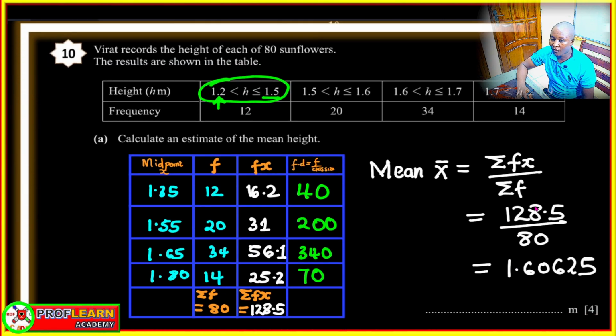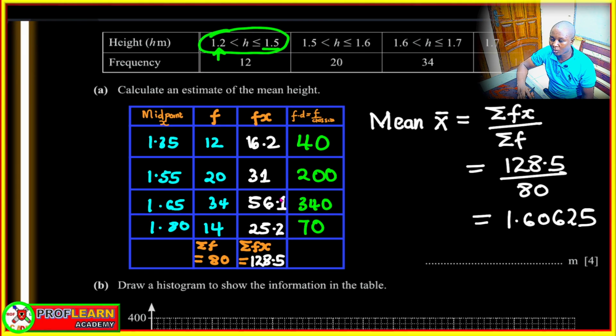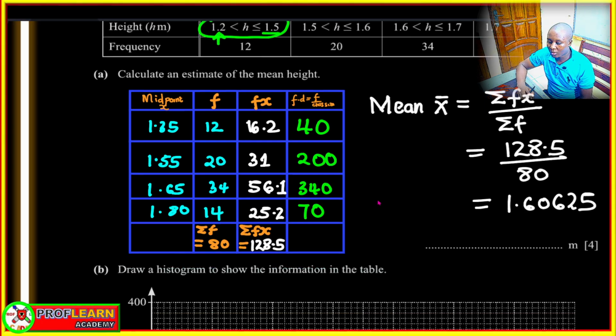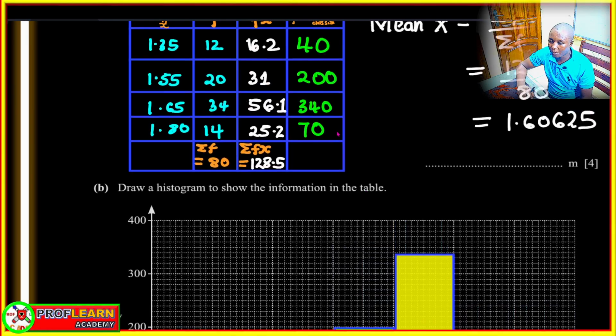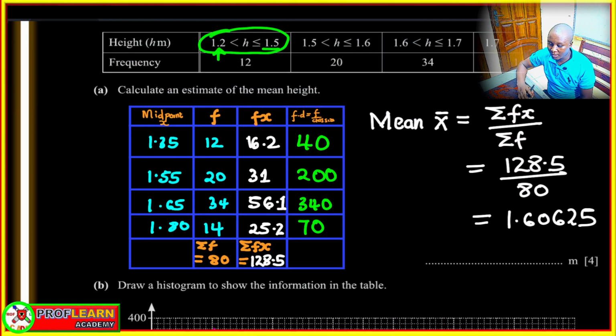Question number 10, already we have worked out the question to do with mean. I've taken you through how you are supposed to work it out step by step so that you can be able to find the mean. Also, you need to know how to find frequency density, which is frequency over class size. And of course, I've worked it out. For you to draw the histogram is the most important area that we need to look at also. After completing the frequency densities, we can go ahead and work out the histogram.